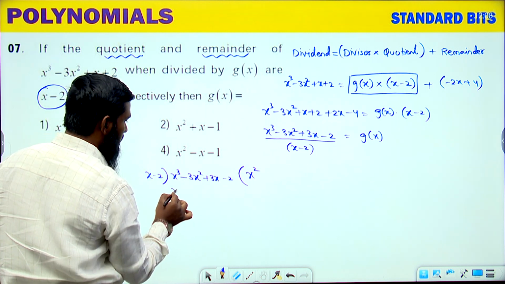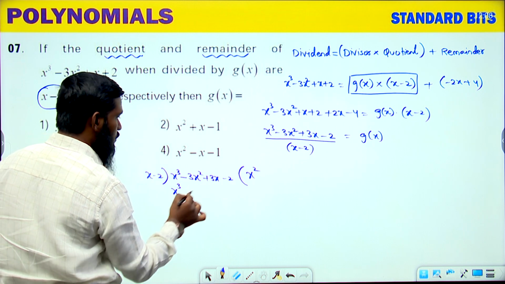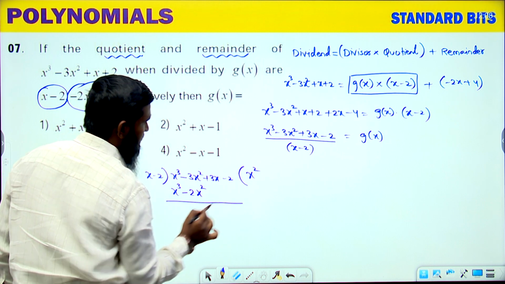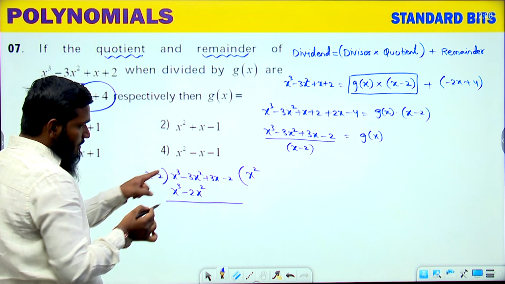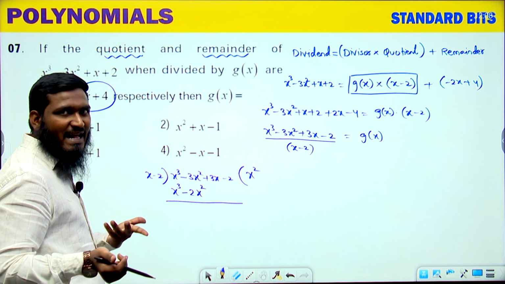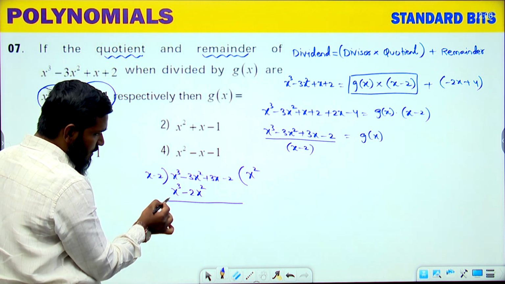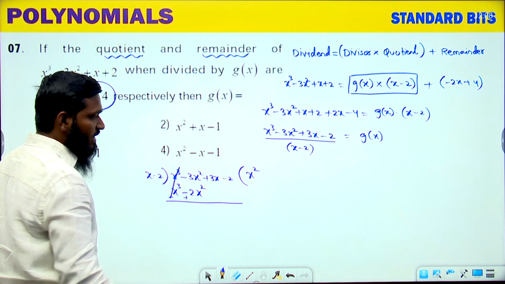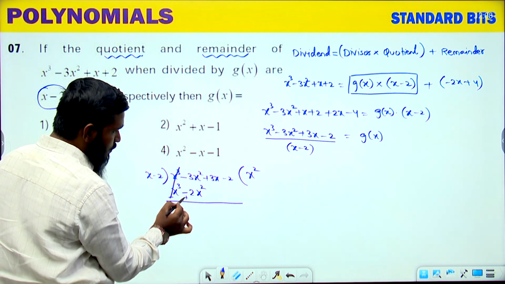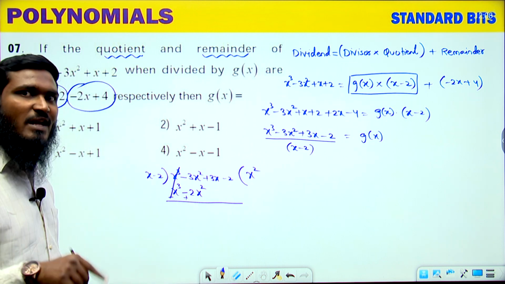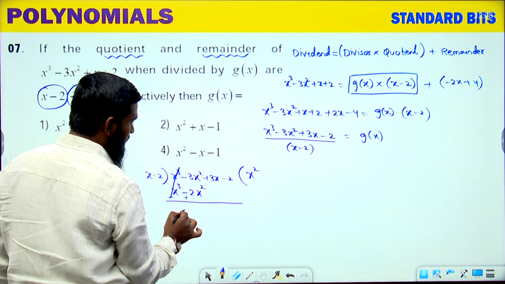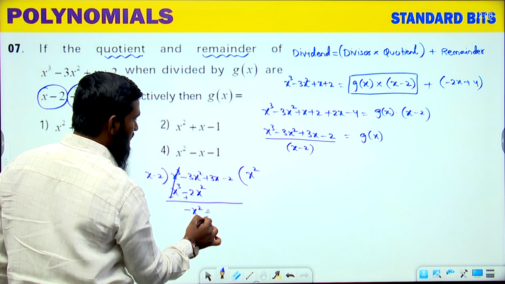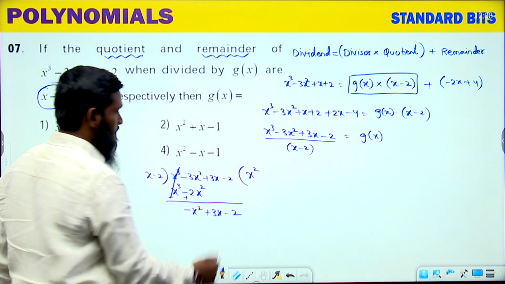x into x square means x cube. Minus 2 into x square, like this we have taken. Now let us change the signs. Because plus x cube we can't cancel that, that's why we change the signs: plus becomes minus, minus becomes plus. So x cube minus x cube gets cancelled. Minus 3x square plus 2x square, minus 3 plus 2, we can write as minus 1x square. So minus x square we have taken, and the remaining part is plus 3x minus 2.